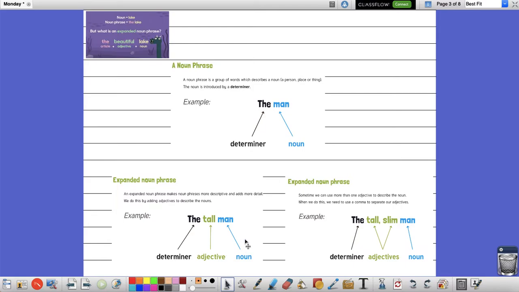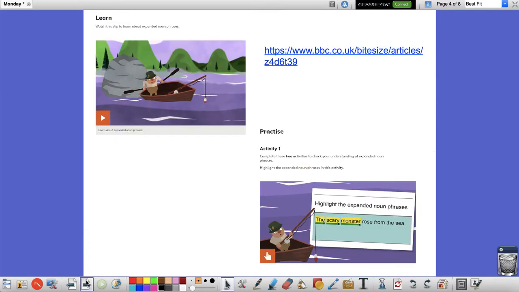Remember, a phrase doesn't make a full sentence, it's just basically a group of words that together describe something. We can also use more than one adjective in our phrase. Now, because we are listing the adjectives, we have to use a comma in between them. So this time we've now got the tall, slim man. So we've used two adjectives this time to describe the man, and we use a comma to separate them because they're a list. Okay, but again, you can change the noun or the adjectives that are in place. So that's what an expanded noun phrase is.